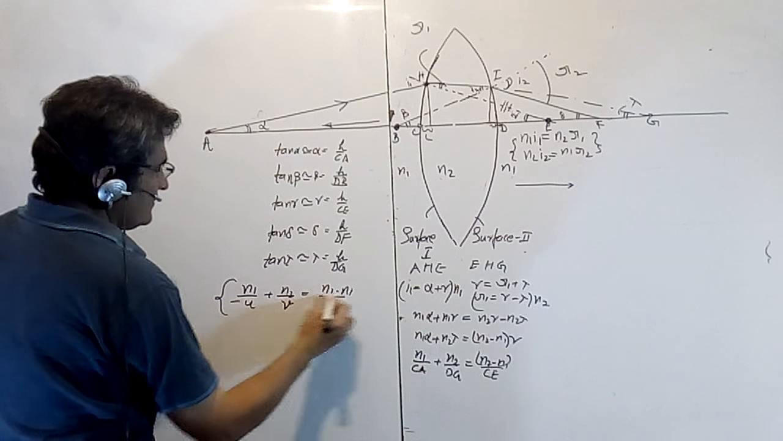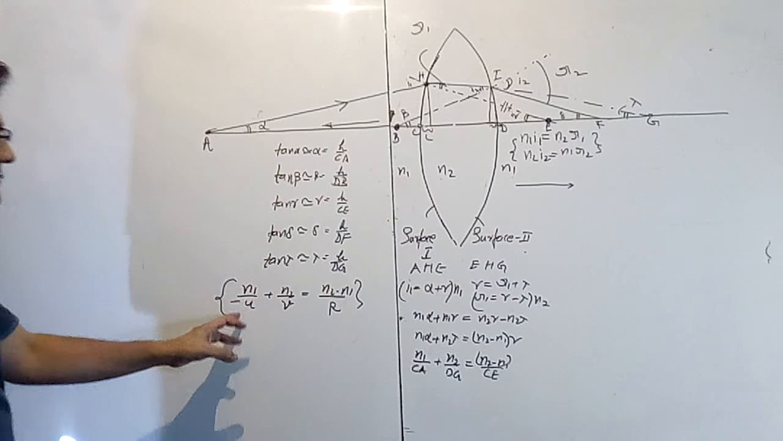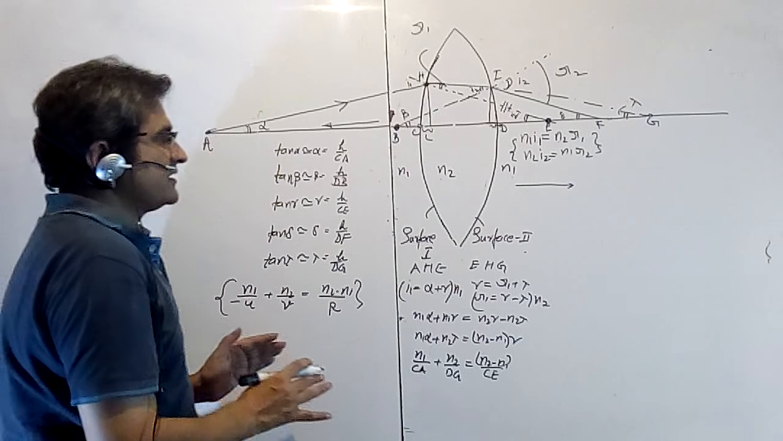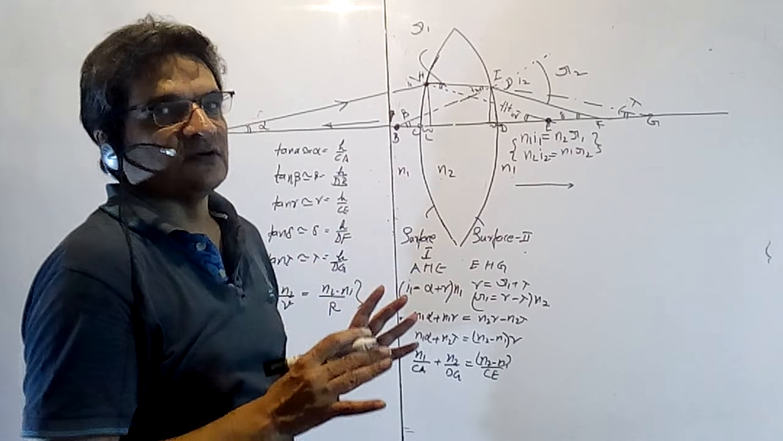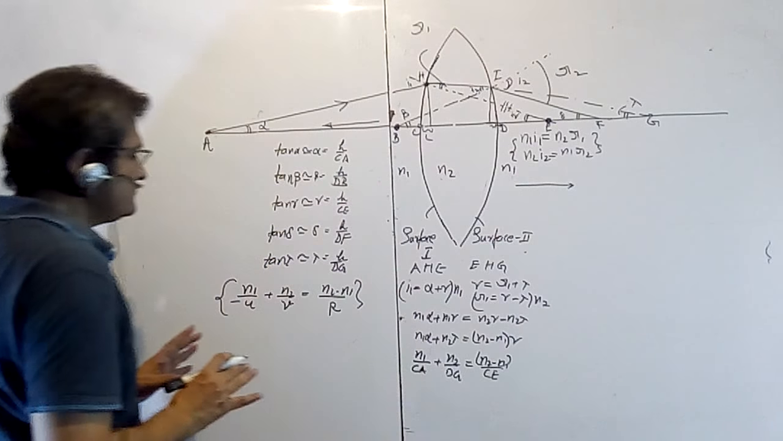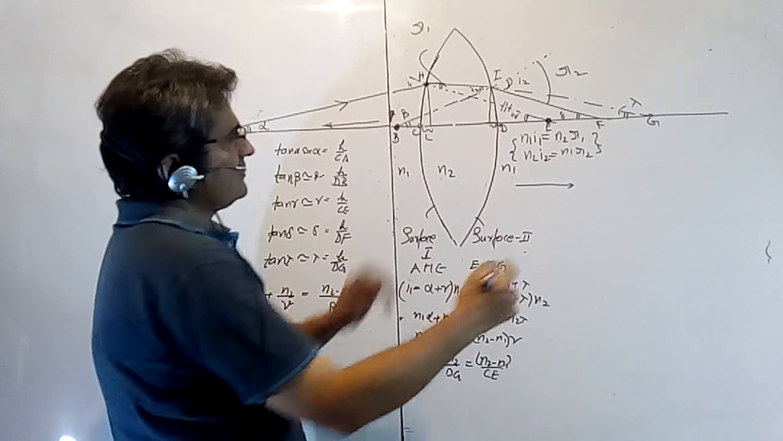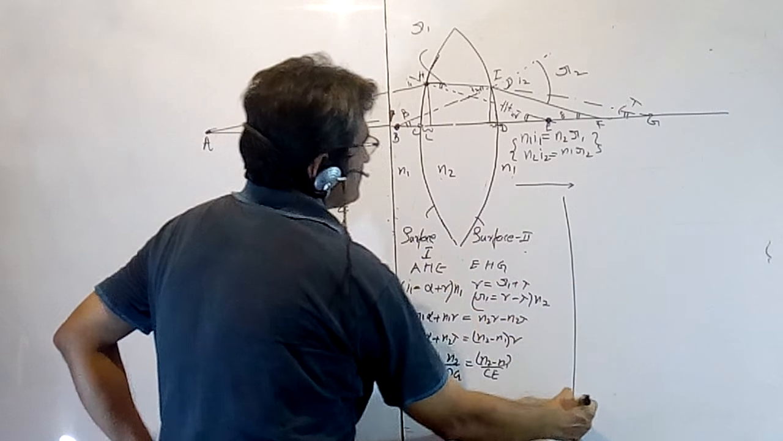This is a very important formula: N2 upon V minus N1 upon U is N2 minus N1 upon R. Putting proper signs, you can solve any problem on a single surface. Now coming back, this I have done. Now my job is almost done.